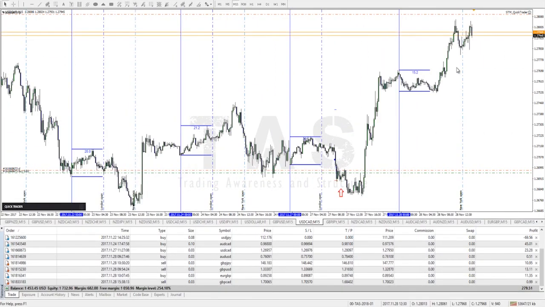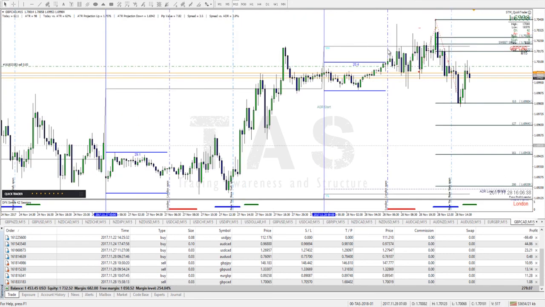Hi guys, an update. This is USD CAD. It's almost at our level. I'm going to move the stop in closer, and I wanted to show you GBP CAD.